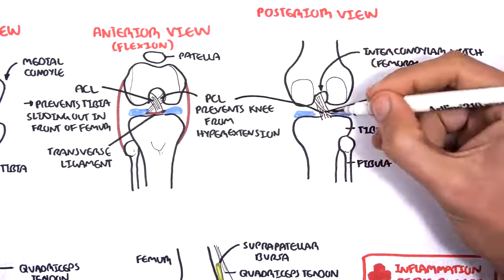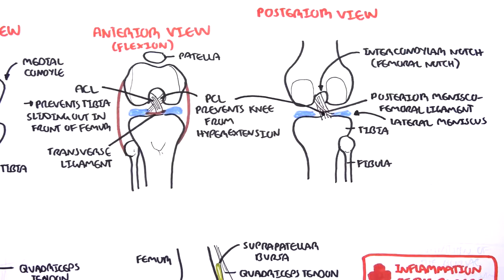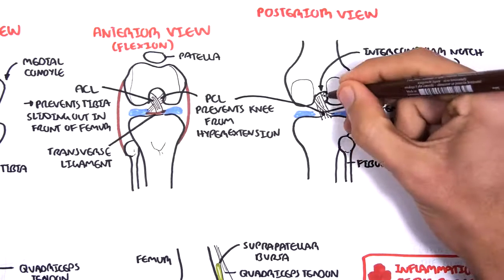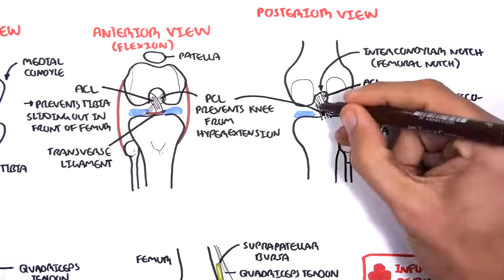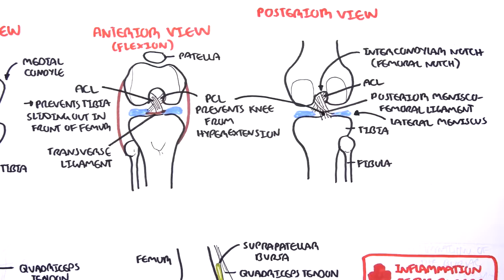Anyway, and here is the PCL, the posterior cruciate ligament, which comes and travels from the medial femur to the posterior lateral part of the tibia. The anterior cruciate ligament, on the other hand, comes from the lateral part of the femur and travels anteromedially to the tibia.